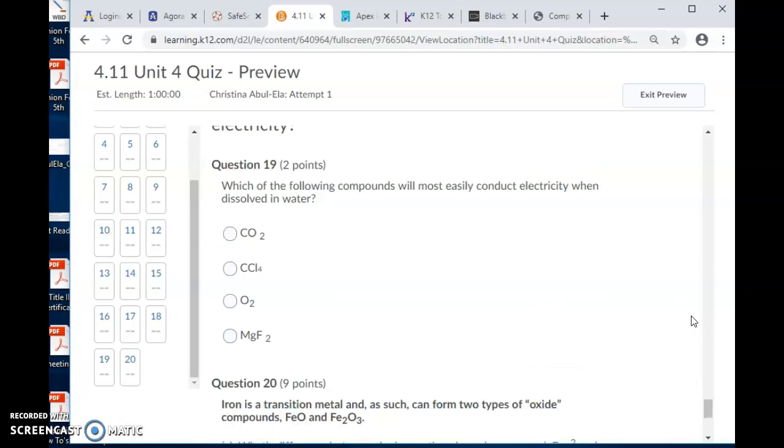Question 19. Which of the following compounds will most easily conduct electricity when dissolved in water? Carbon dioxide, CO2. This is carbon tetrachloride, CCl4. Oxygen, O2. Or magnesium fluoride.